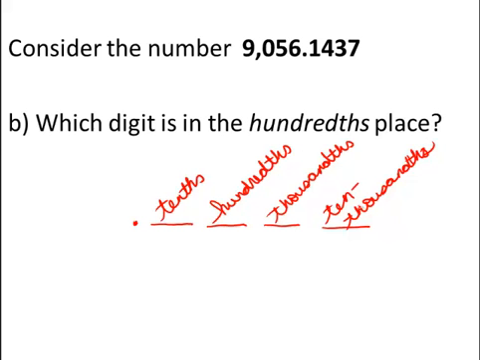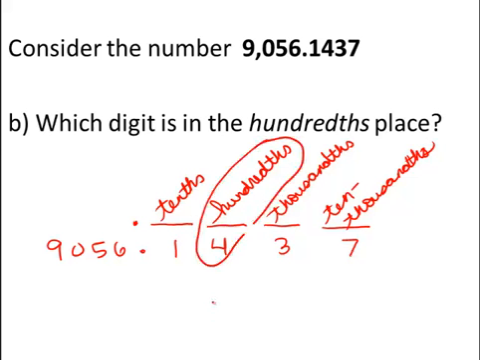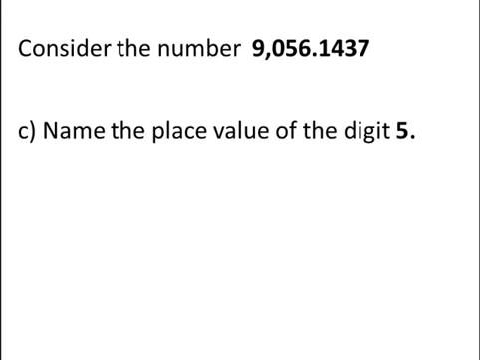Lining up the decimal which I have been given, we can answer the question, which digit is in the hundredths place? The answer to this question would be 4. 4 is in the hundredths place. And we can go on to the next question, which says, what is the place value of the digit 5? The 5 is to the left of the decimal place.